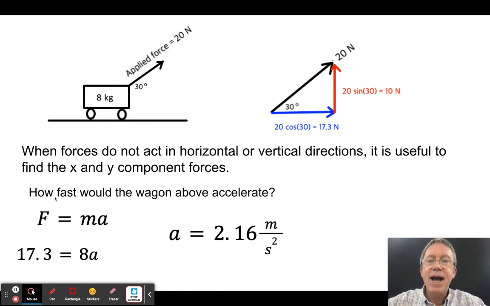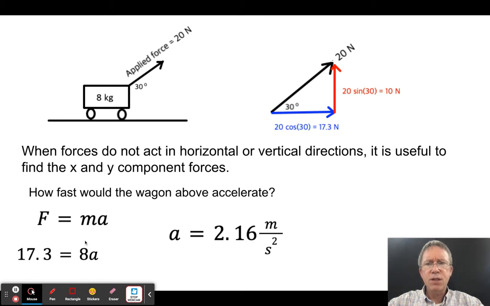If I was asked how fast the wagon would accelerate, well, it turns out this vertical component of force is at right angles to its motion, so it's not going to cause an acceleration. What is going to cause an acceleration, however, is the one that's acting in the direction of motion. So I'm going to take this value here to try to solve for the acceleration of the cart. So F equals ma. Some of the forces do, but there's only one force that's going to cause motion.